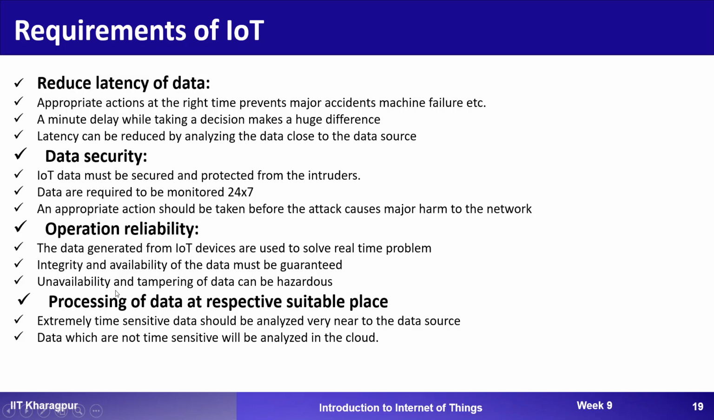Unavailability and tampering of data can be hazardous. Next one is processing of data at respective suitable places. In case of your IoT, it is required to process the data near to your end devices, because every time we need data, it will not be suitable to fetch the data from long distances. In case of your IoT, there may be time sensitive data also, so a delay in fetching that particular data may cause hazards.